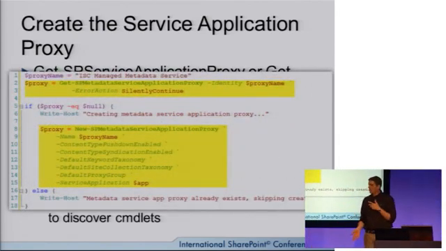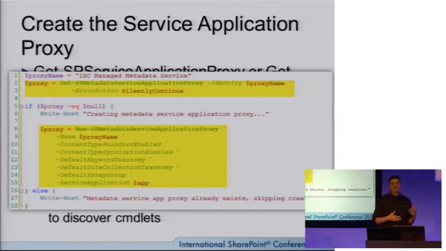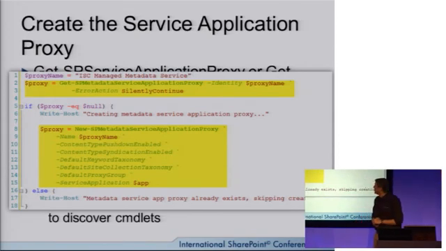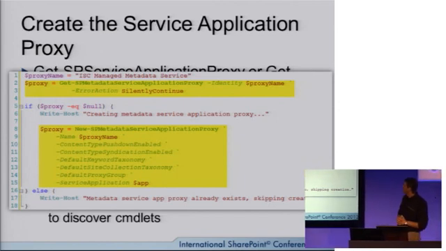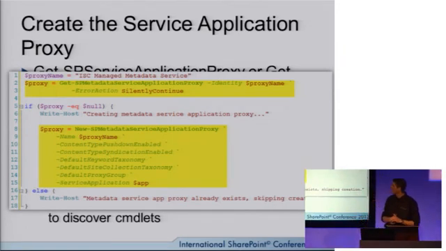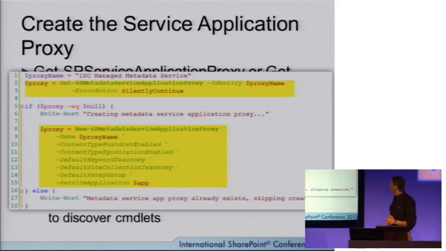In this case, I switched over to the managed metadata service just as a different example. It's a little bit more interesting. So I'm giving it a name, ISC Managed Metadata Service. I'm checking to see whether that proxy exists first. So Get-SPMetadataServiceApplicationProxy, pass in the proxy name. And again, silently continue if I get an error. And same thing, if it is null, so I don't have it, I go ahead and create it.